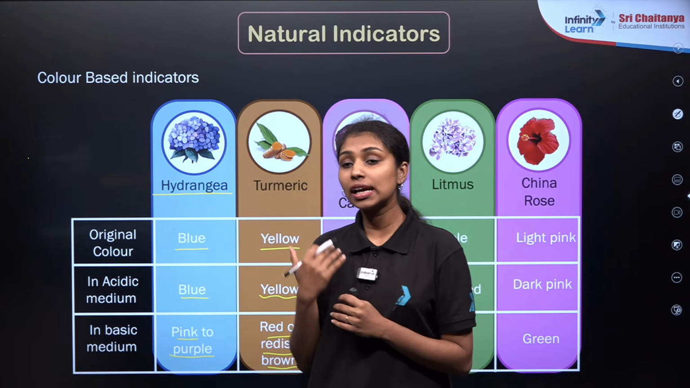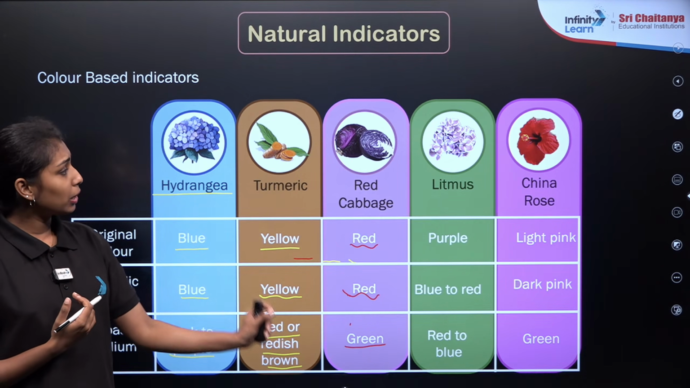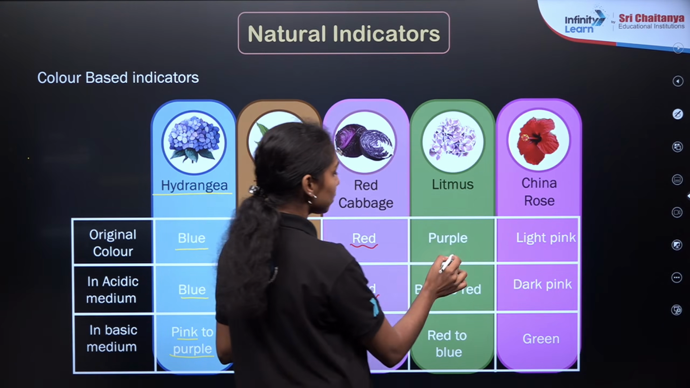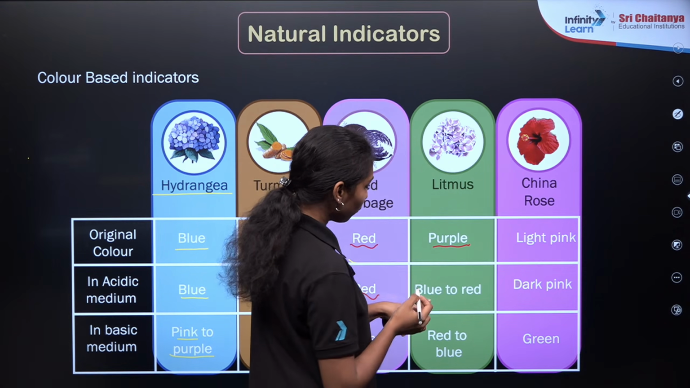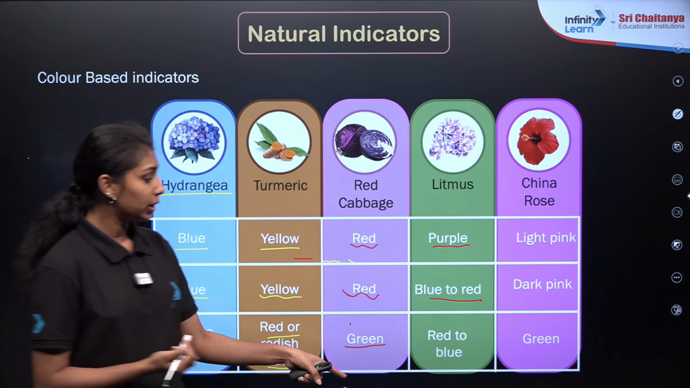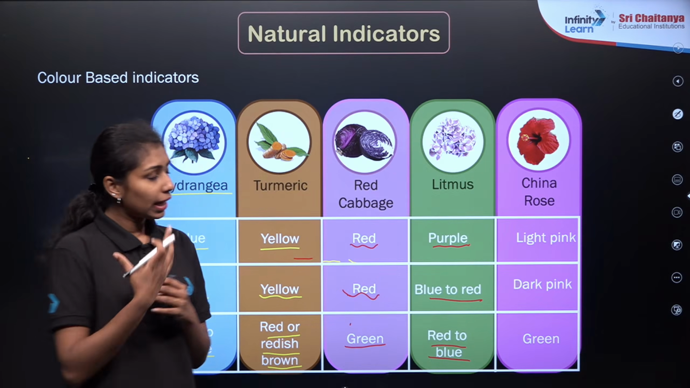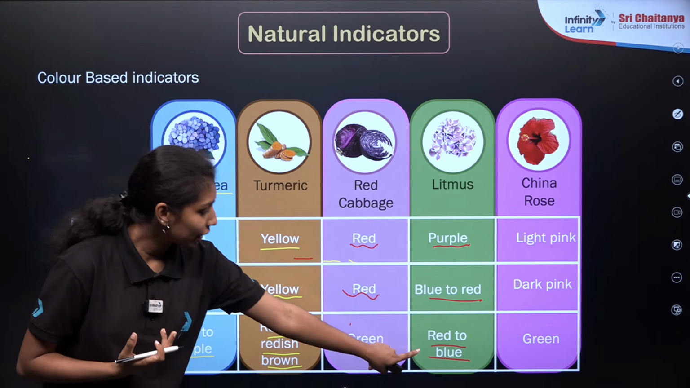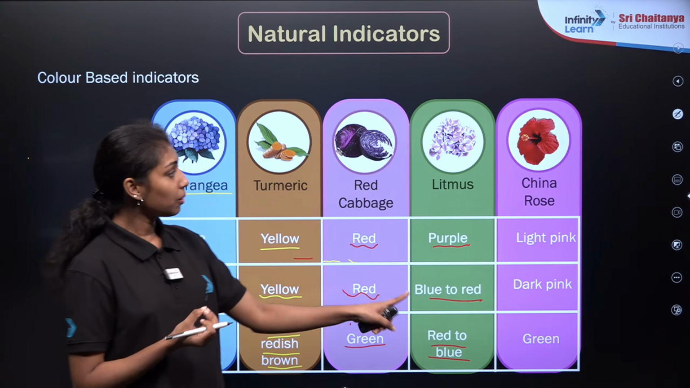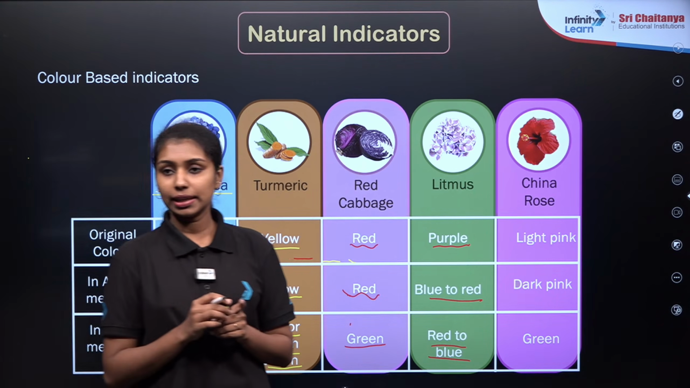Then litmus paper, as we already know, is a common example for the natural indicator, right? So what will be the color change for the litmus paper? Generally, if you are taking purple litmus as the indicator, it will be blue to red in the case of acid solution and red to blue in the case of basic solution. So this part is very important. If you are taking the red litmus, it will turn red to blue for the basic solution. And if you are taking blue litmus, it will change from blue to red for the acid solution. Clear?